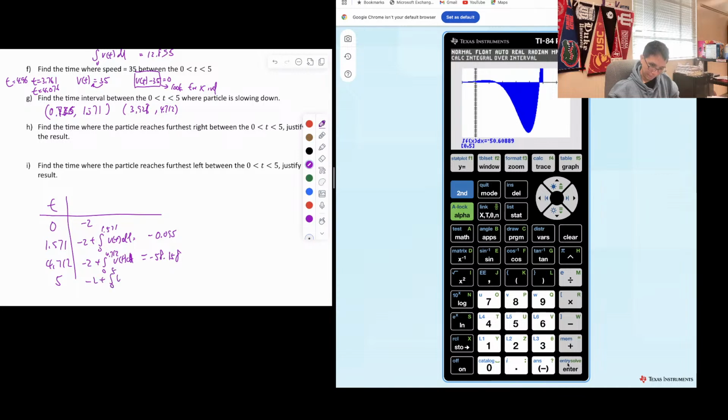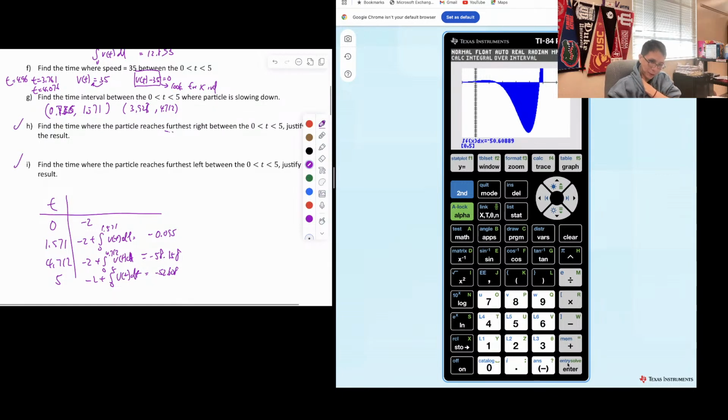Wait, Mr. Yang. But on my chart, I only had 0, 1.57, and 5. Why did we add them? Because I want to answer both questions at once. So furthest right means the most positive. Which one's most positive? This one's right, right? And this one is the left. Would you say?